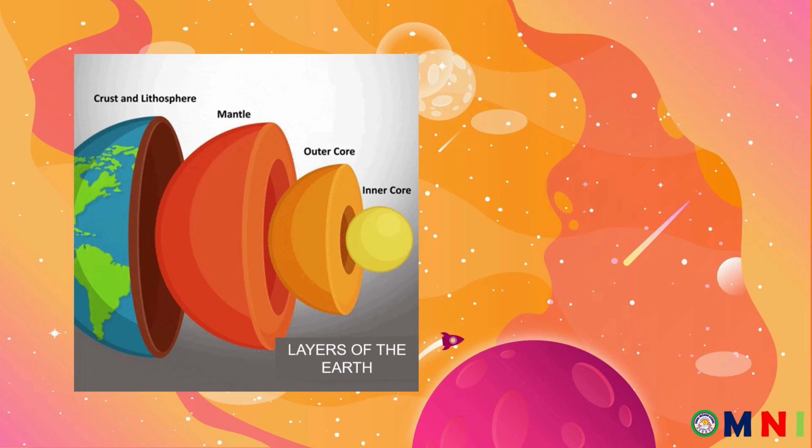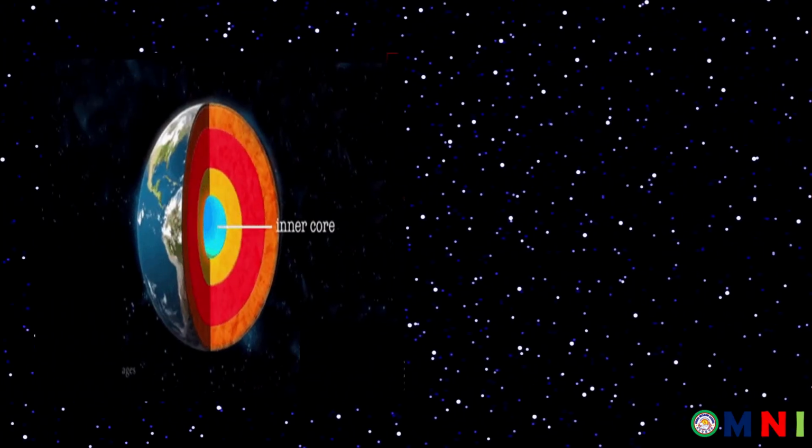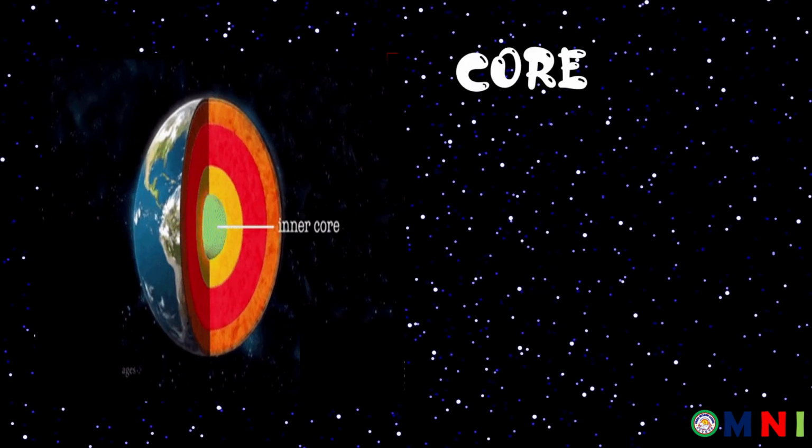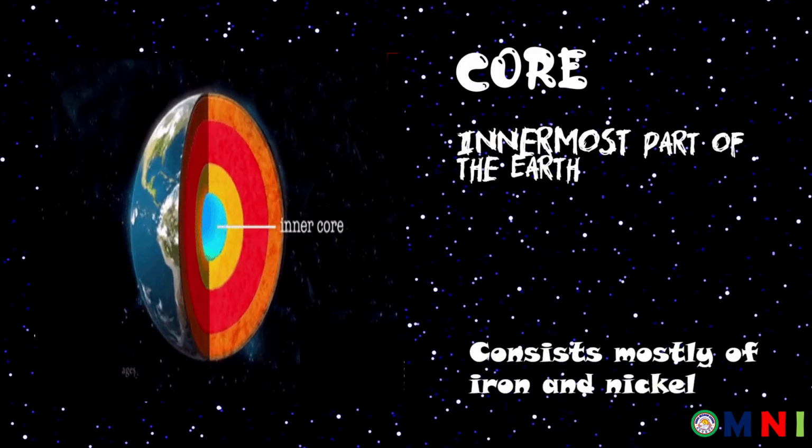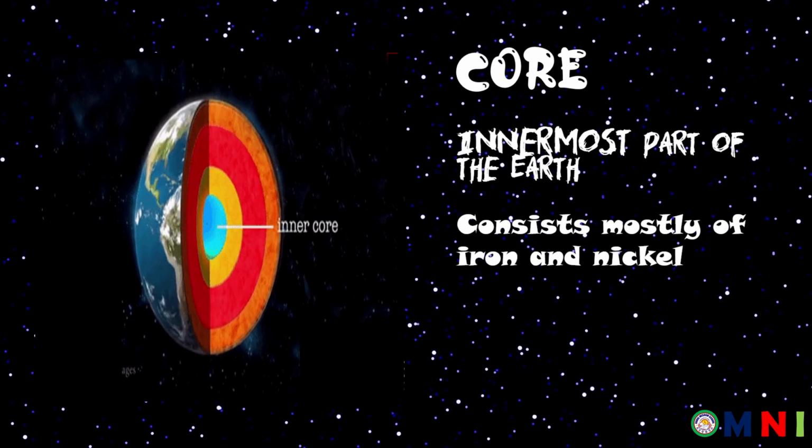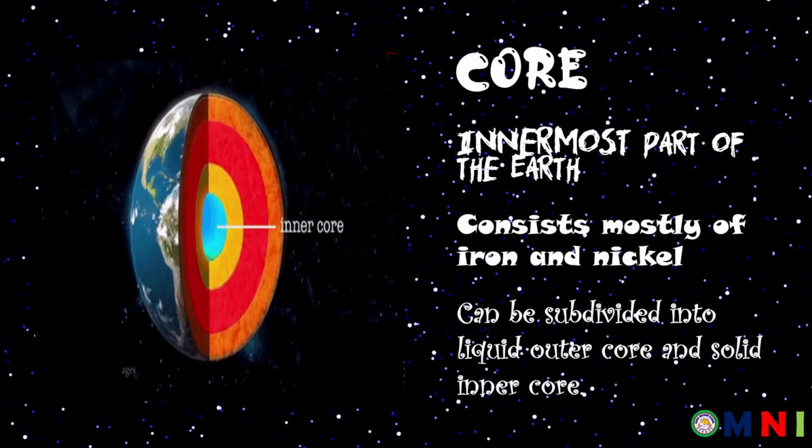And the third major layer of the Earth is the core. The core is the innermost part of the Earth. It consists mostly of iron and nickel, and it is further subdivided into liquid outer core and solid inner core.